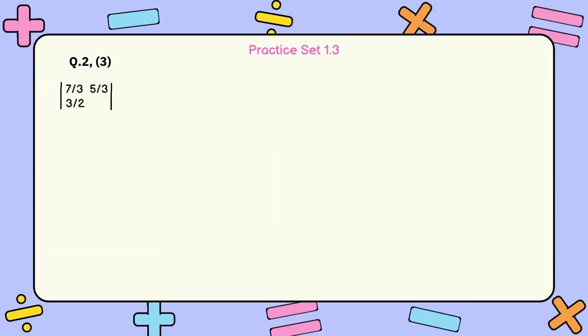Let us understand how to find the values of a determinant by solving a sum from practice set 1.3 on page number 16. We'll be solving question number 3 of question 2. As you can see, the values here are 7 upon 3, 5 upon 3, 3 upon 2 and 1 upon 2. So what you're supposed to do is multiply the diagonal values and subtract them from the other diagonal values. So we'll multiply 7 upon 3 into 1 upon 2, and we'll subtract 5 upon 3 into 3 upon 2 from that. By multiplying we get 7 upon 6 minus 15 upon 6.